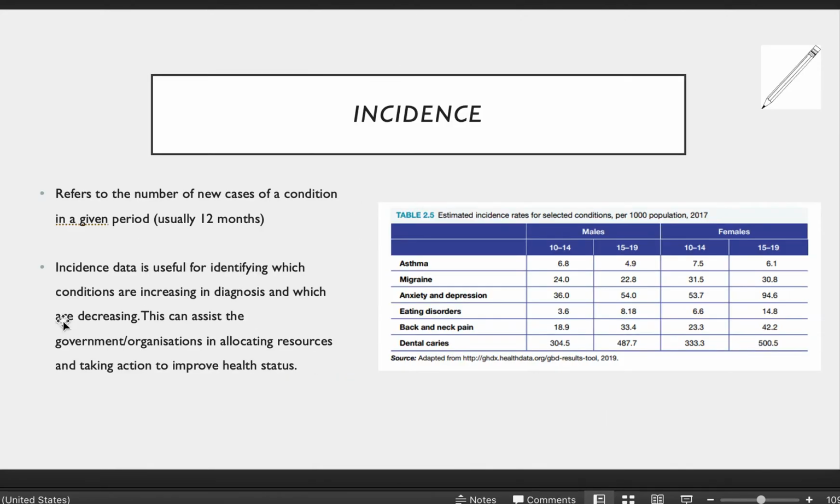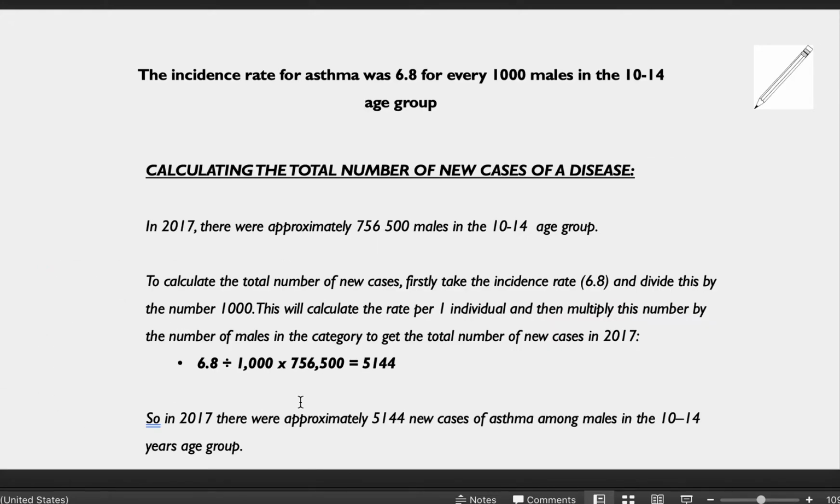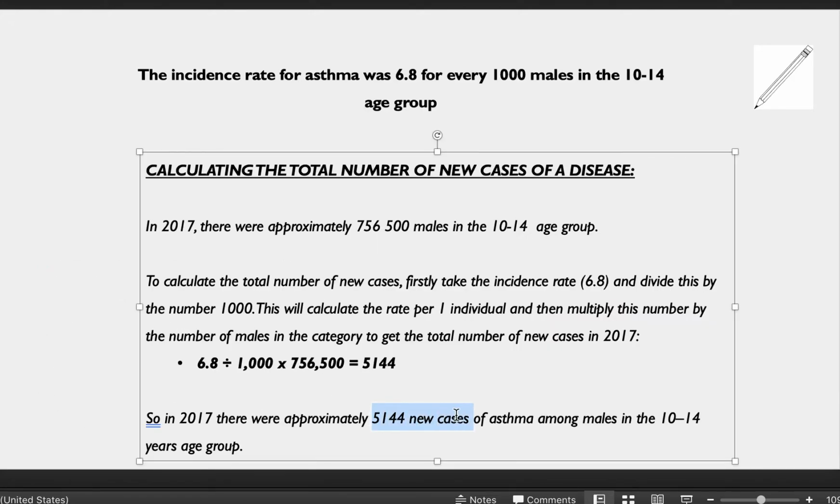So if I go back, if I wanted to know how much asthma was actually being diagnosed in 10 to 14-year-old males, I would take my 6.8, I would divide it by that 1,000, and then I would multiply it by how many males are in the age of 10 to 14. And when I get that, it will give me the actual number of how many new cases were diagnosed in that year.